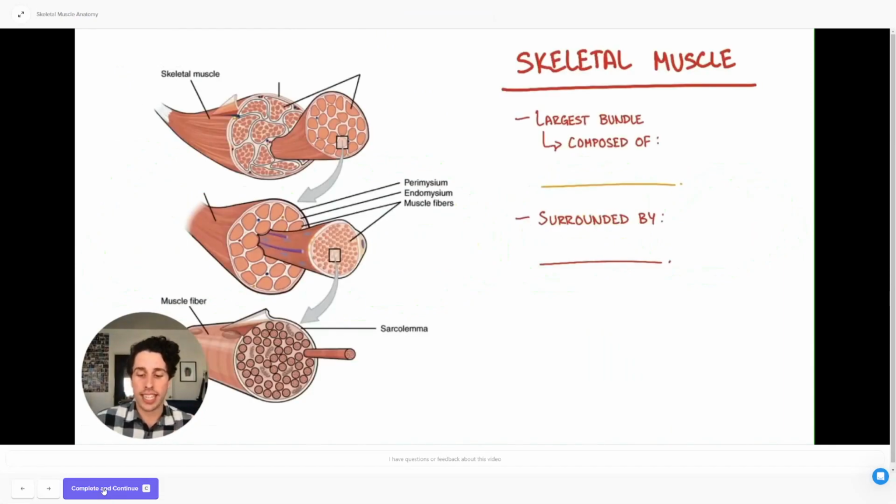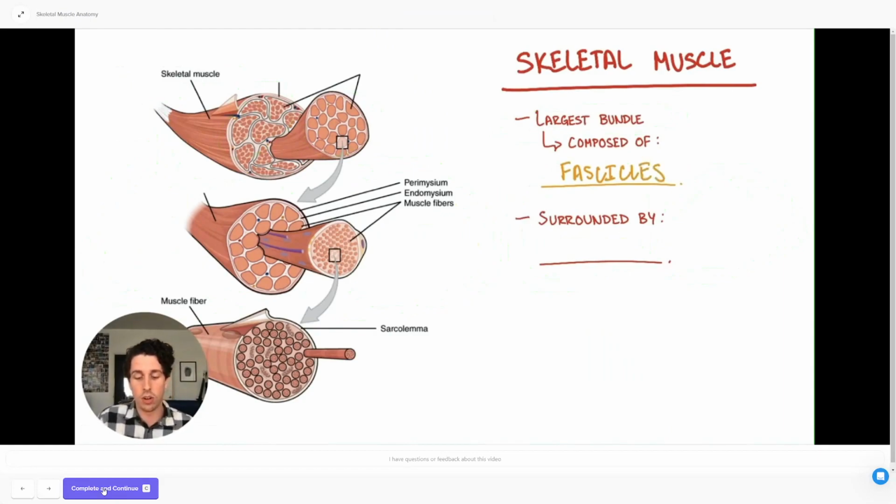All right, so as we know, skeletal muscle is going to be the largest bundle that we see. So that's what we're going to be seeing right here, what we usually see in the gross anatomy labs. And so that's what we think about when we think of skeletal muscle. It's going to be something kind of like this. And so as we can see, it's going to be composed of a smaller component, and we can see that there's a lot of them right here in that little area. And so those are going to be composed of muscle fascicles. So I'm just going to write fascicles in here.